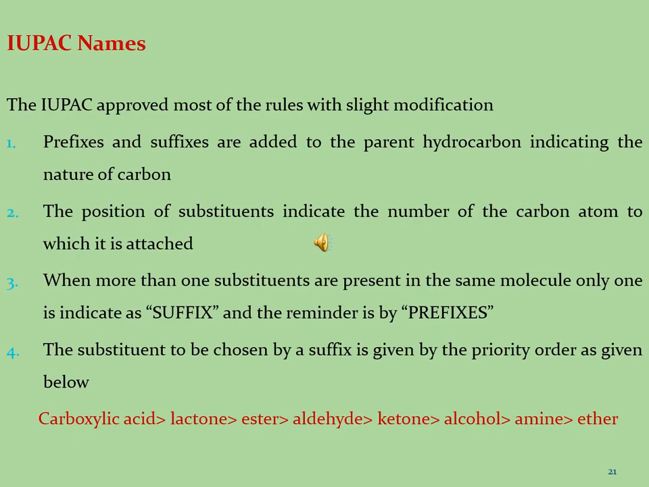Rule 4. The substituents to be chosen as suffix are given by the priority order as given below. That means, if you have more than one suffix substituent, how can we decide which should be the superior suffix and which should be used as prefixes? The order is given below: carboxylic acids, lactones, esters, aldehydes, ketones, alcohols, amines and ether.